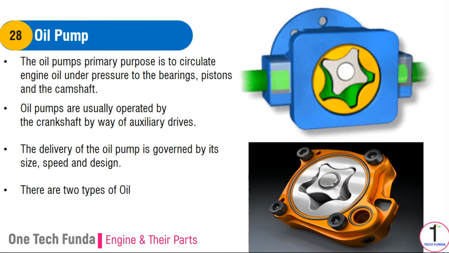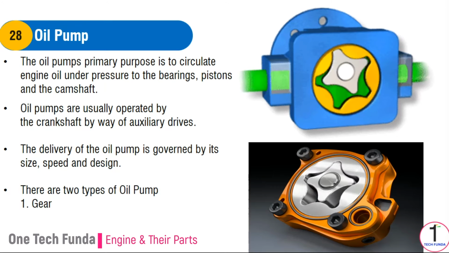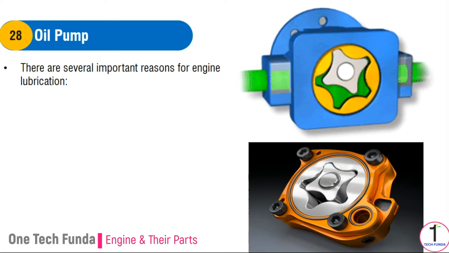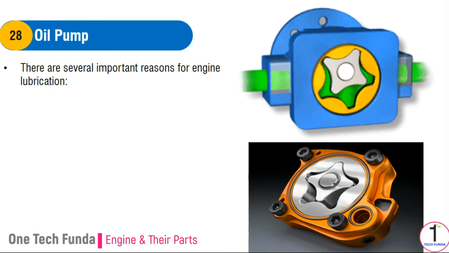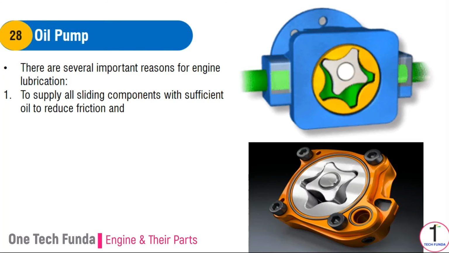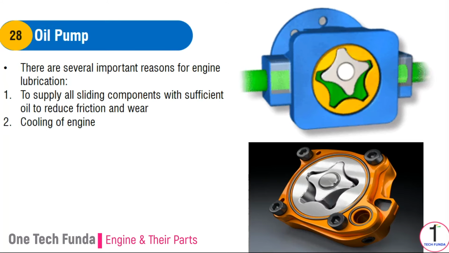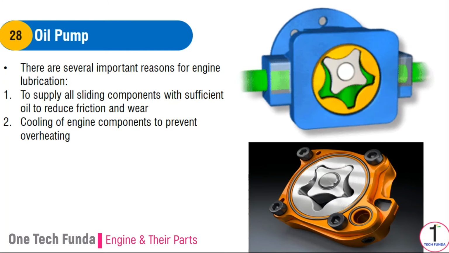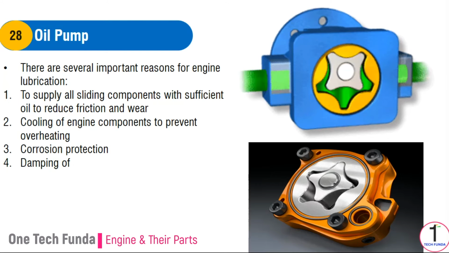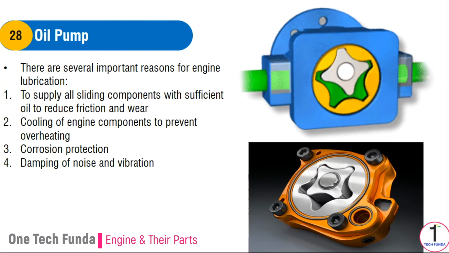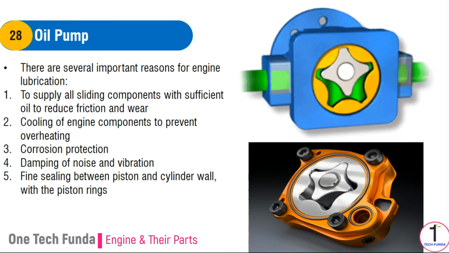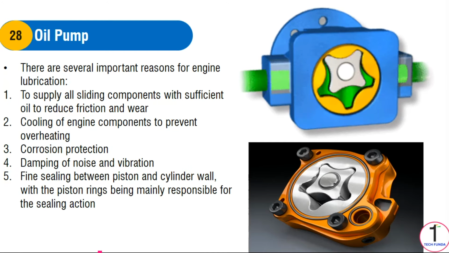There are two types of oil pump. 1. Gear pump. 2. G-rotor pump. There are several important reasons for engine lubrication. To supply all sliding components with sufficient oil to reduce friction and wear. Cooling of engine components to prevent overheating. Corrosion protection. Damping of noise and vibration. Fine sealing between piston and cylinder wall, with the piston rings being mainly responsible for the sealing action.